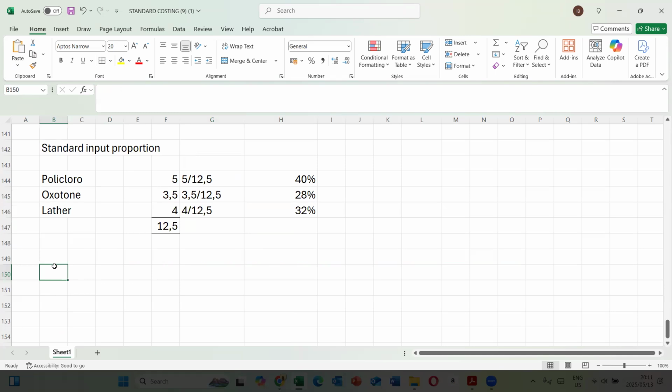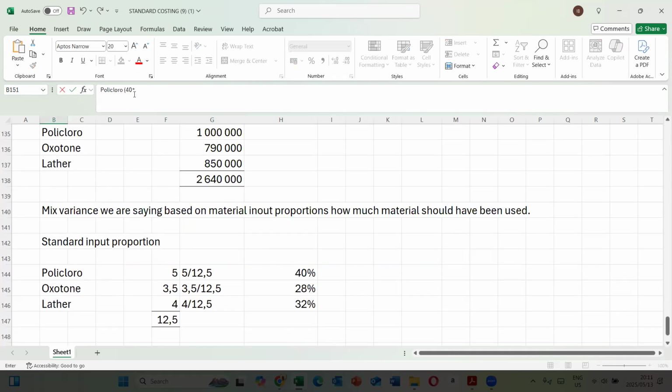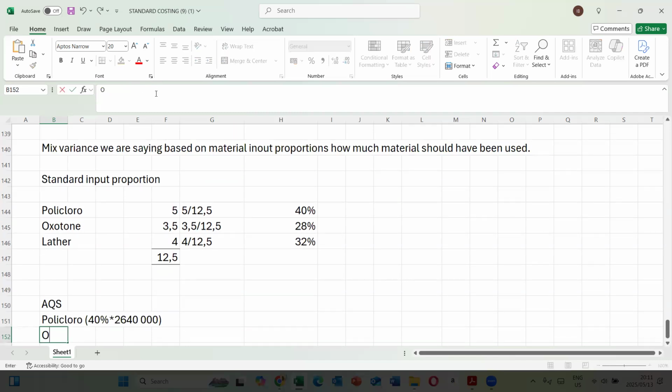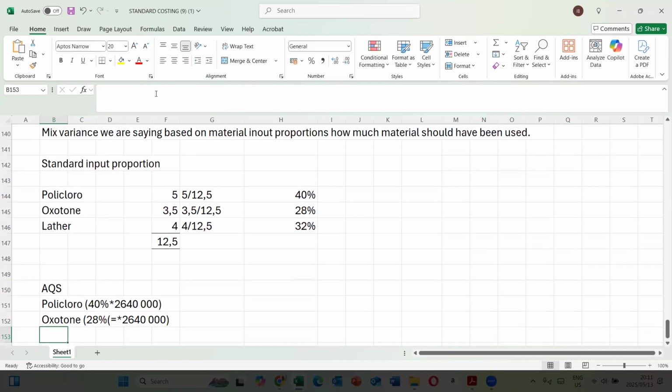So in terms of this, we have actual quantity in standard terms. We have polychloro. They should have used 40% of the total material, which is 2614. This is what they should have used. Then you come to oxotone. They should have used 20% times 2614.